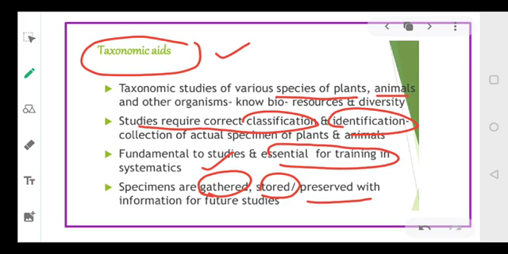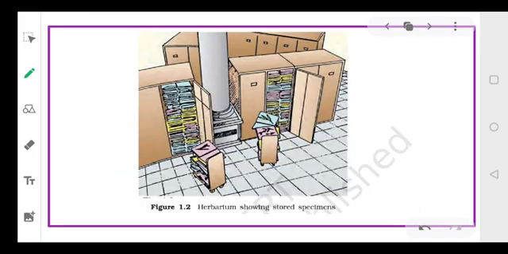Okay, the very first in this is herbarium. Can you see in the picture, there are various cupboards, right? Look at the pictures. These are photographs of the plants, isn't it? So these are basically records. These are specimens which are maintained, right? Like in a library you have books, similarly, in a herbarium, the records of specimens are maintained. Specimens of both plants and animals.